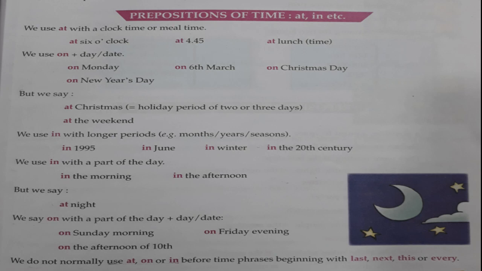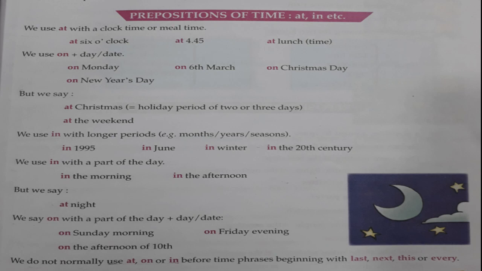The picture being displayed on your screen is giving you information about prepositions of time, at, in, etc. So let's go through these little rules. We use at with a clock time or meal time. Well, this should be very clear to you. Clock time is the time that you see in the clock, or meal time, that is lunch time or dinner time accordingly. A few examples have been given. At 6 o'clock, at 4:45, it could be AM, PM, at lunch time. So this is how we use the preposition at with clock time and meal time.